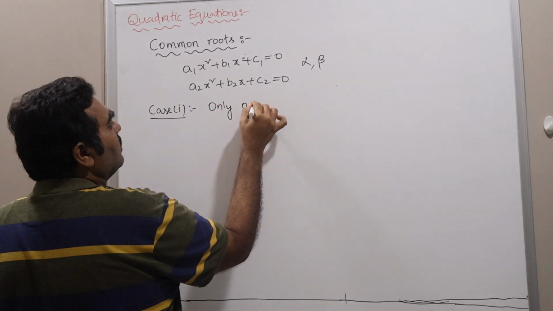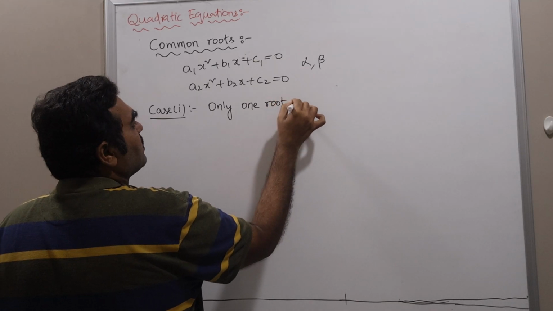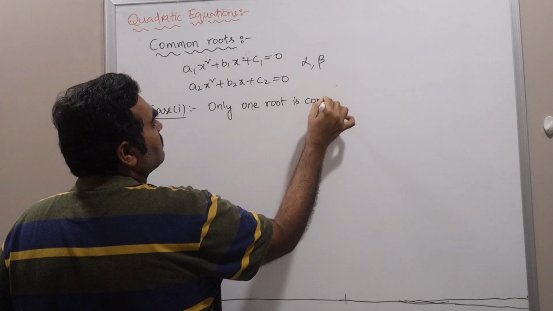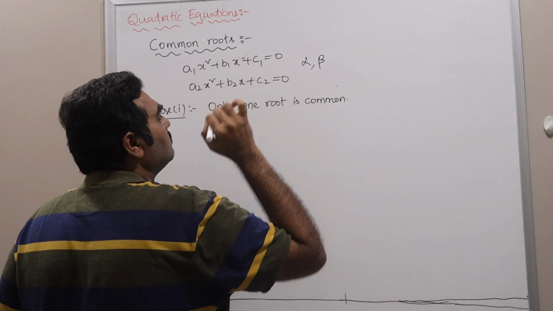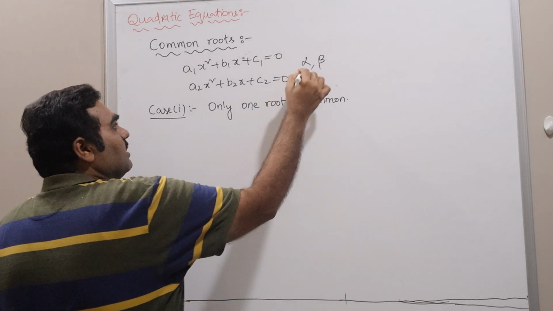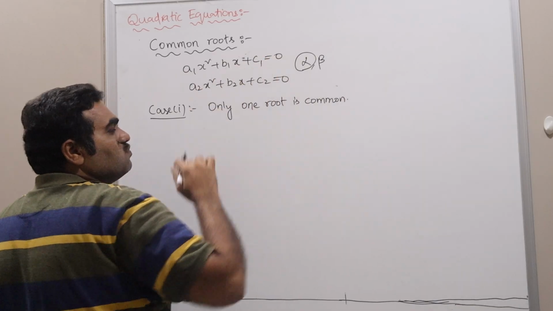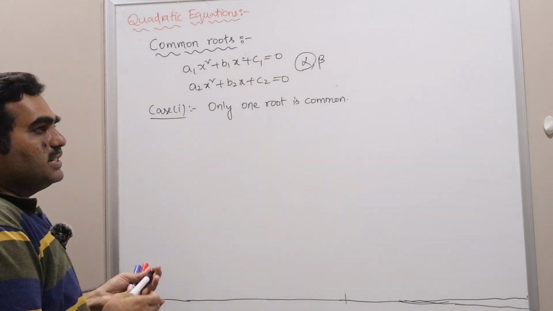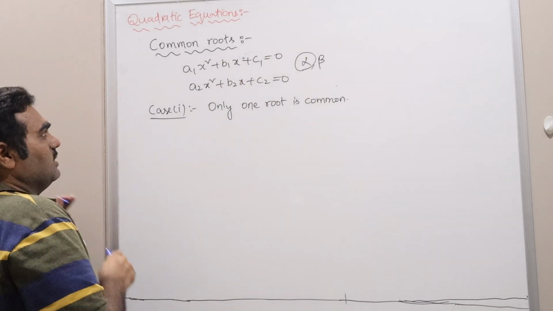Only one root is common. Let us say alpha is common between these two. Let us see what the condition for that is.